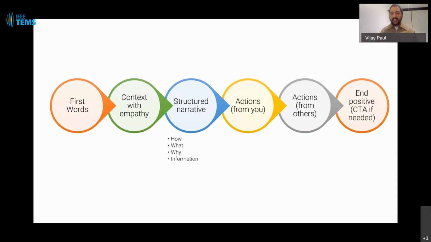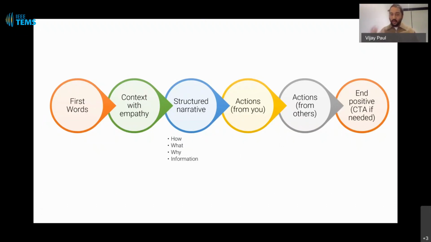Let's say you start your communication with, I know all of you are stupid, or all of you are idiots. Then no matter how much good news you give them, even if you say I'm giving 100% hike, I'm promoting everyone in the company, it makes no difference. So it's about what your first words are.